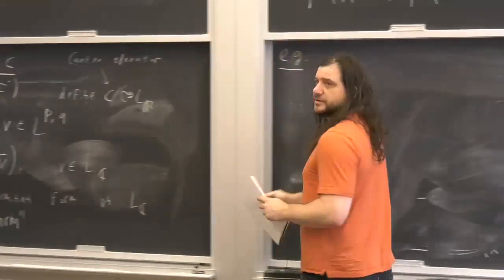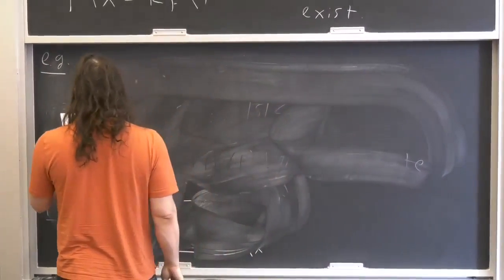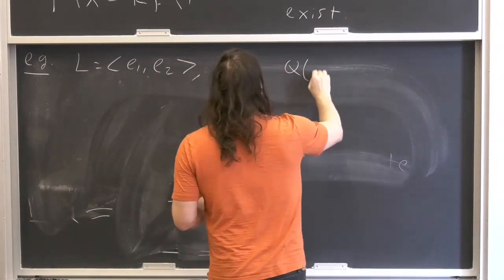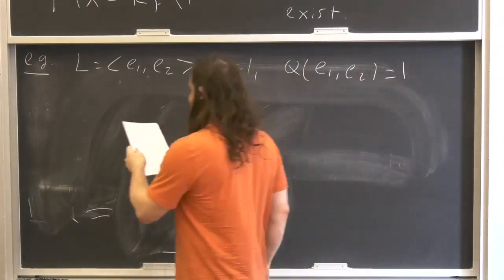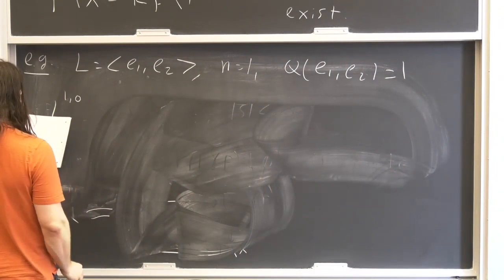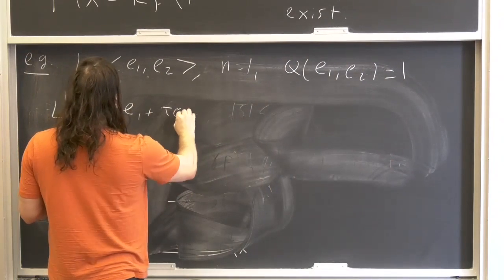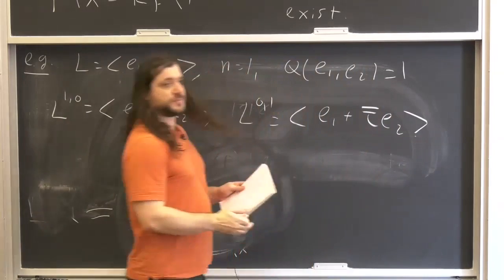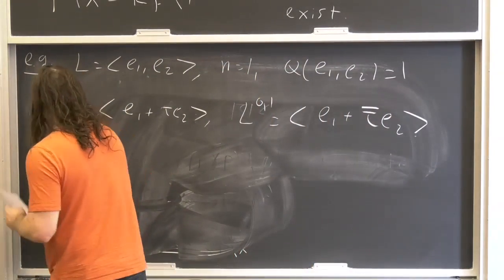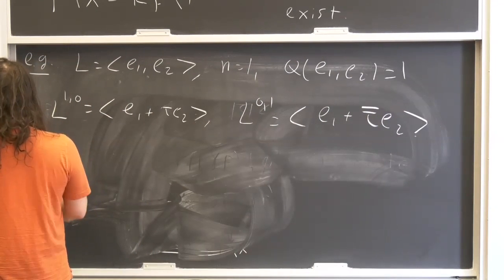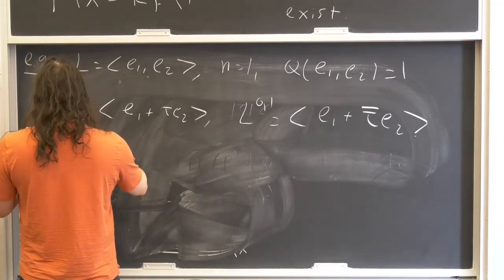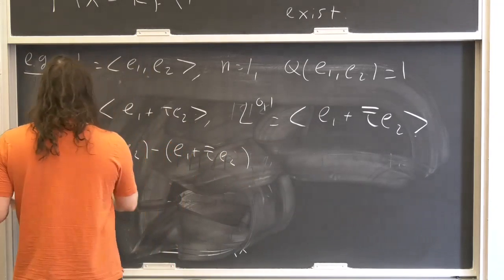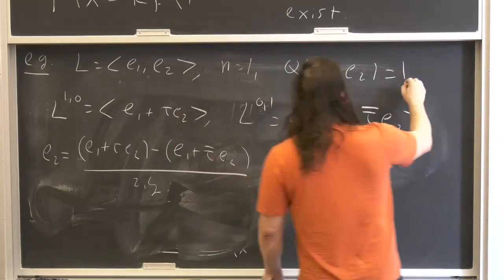So just to give an example for how this behaves, again, in our familiar case of the elliptic curves, let's let L be spanned by E1 and E2, n equals 1, and Q is the symplectic form, Q(E1, E2) equals 1. And let's say we're at a point, we have a Hodge structure of filtration, where the (1,0) part is spanned by E1 plus tau E2, and the (0,1) part is spanned by E1 plus tau bar E2. So to understand how the Cartier operator acts, for example, on E2, we write E2 as a sum of elements in here. So this is (E1 plus tau E2) minus (E1 plus tau bar E2) divided by 2iy, where tau I'm going to take to be x plus iy.